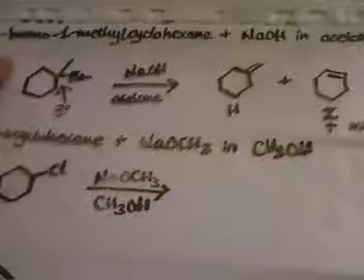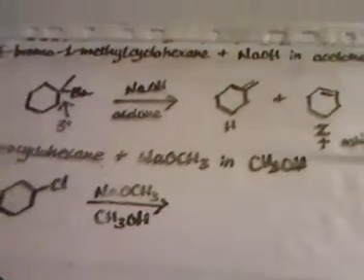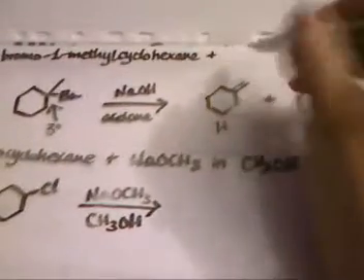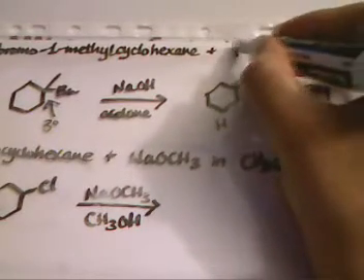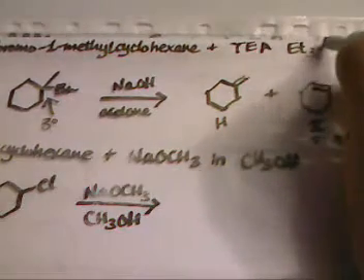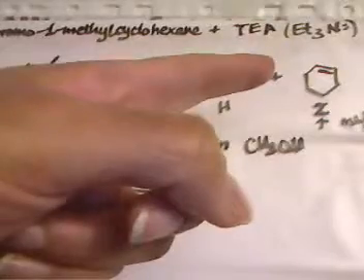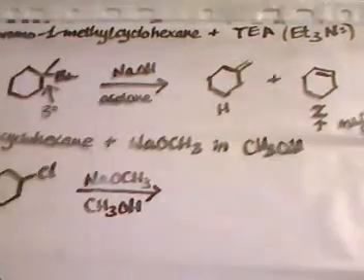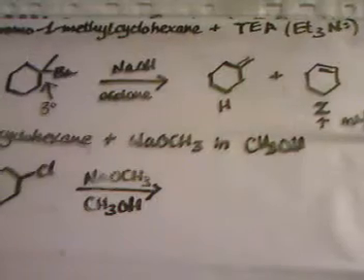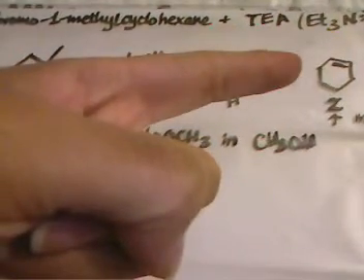Now, part B tells us to try the same molecule. It says 1-bromo-1-methylcyclohexane in triethylamine, or you could write it like Et3N. Now, in one of the clips, I've mentioned the strong bulky bases that favor elimination that are hindered, that prevent or minimize substitution, and lead to the Hoffman product. And triethylamine is on your list of those bulky bases.